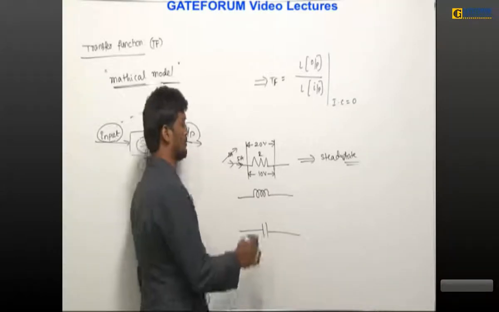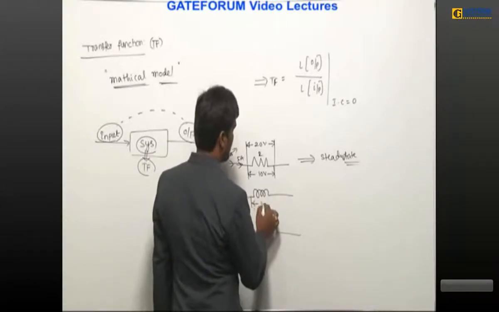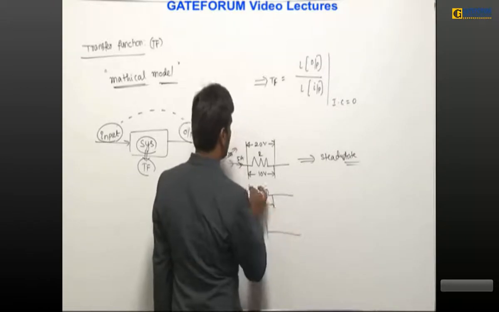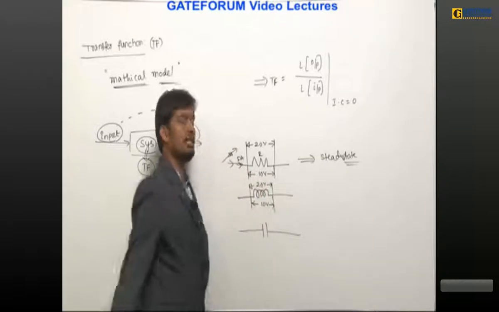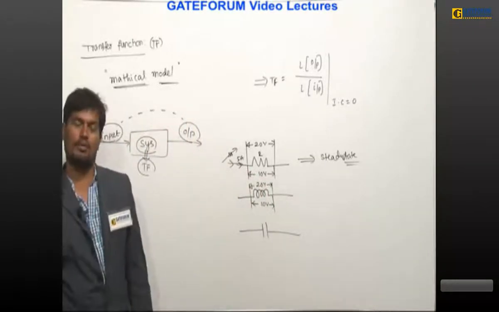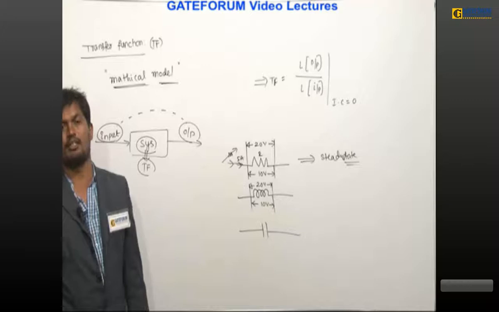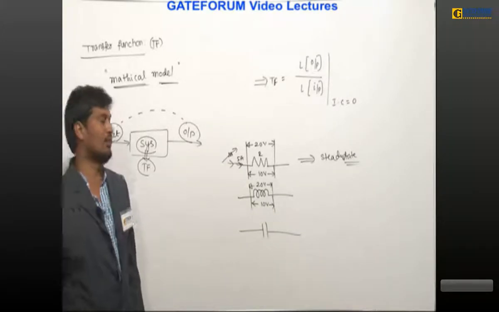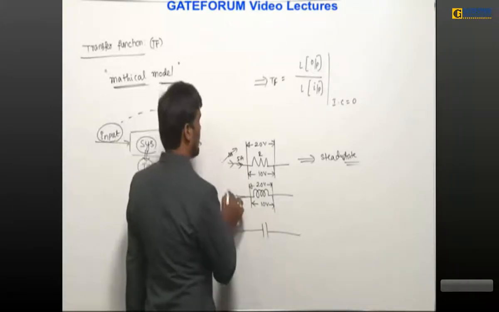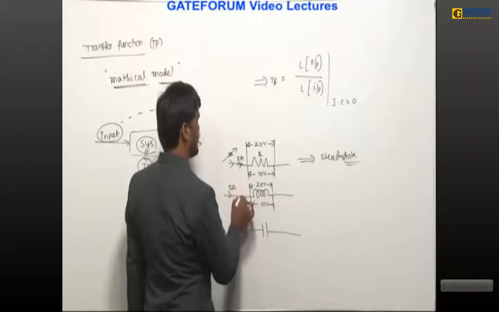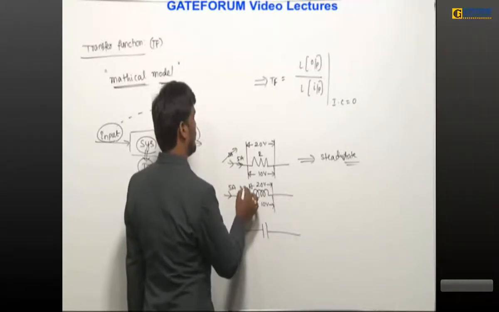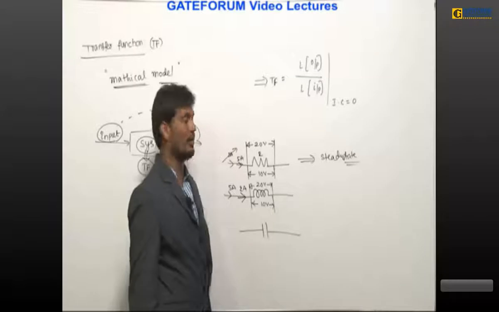Next, coming to the inductor. Initially across the inductor there are 10 volts. Suddenly the voltage across the inductor becomes 20 volts, no doubt. The inductor can accept the change in voltage from 10 to 20 immediately. Reason, it is not storing energy in the form of voltage. But initially the current flowing through the inductor is 5 amperes. Suddenly 2 amperes current starts flowing through the inductor.